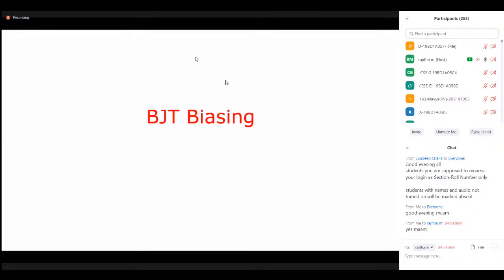I have not started my slides. Yes, this is the introduction part for your biasing. So I'm showing you the first slide. Okay, don't worry, I'll move to the next slide. This is the part on the BJT, and how it acts like an amplifier. Okay, right? Is it clear, everybody? Yes.